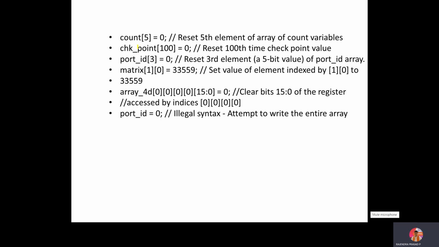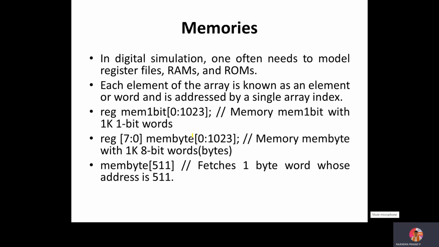Here you can also see count of 5 equal to 0, indicating the fifth bit should be made 0. Checkpoint 100 bit, I am making it 0. So a single part can also be selected and you can assign a value to it. This is how you will be declaring arrays in Verilog.